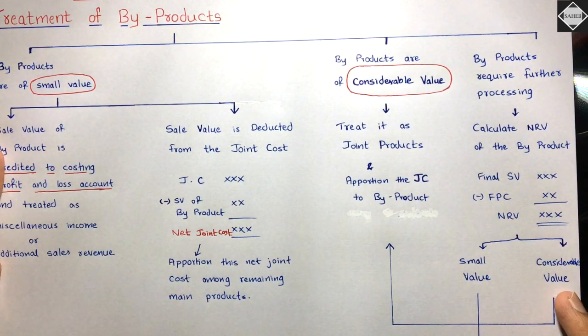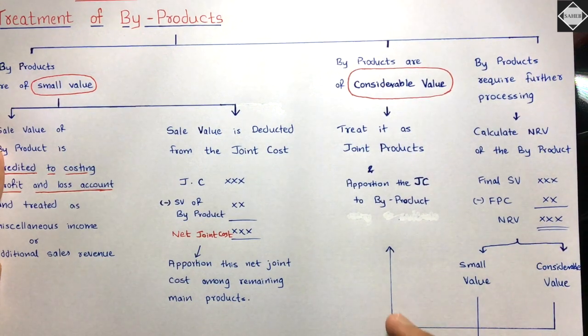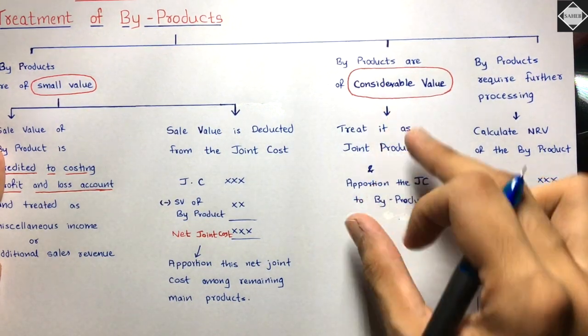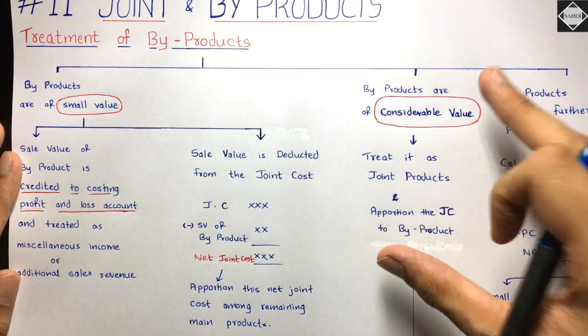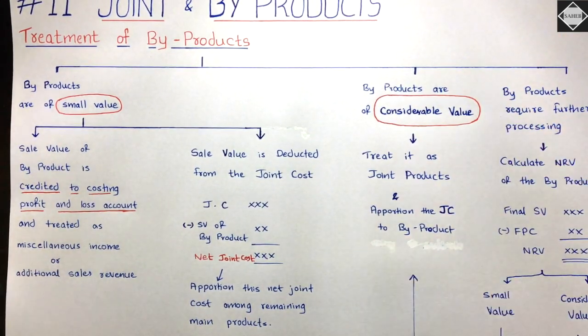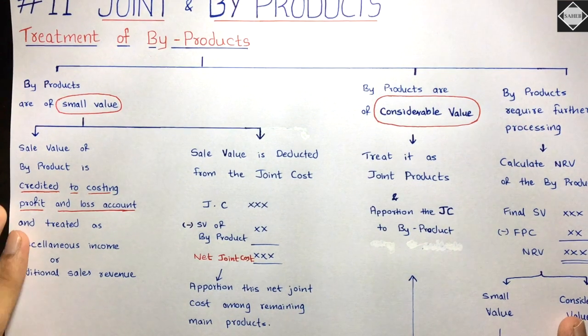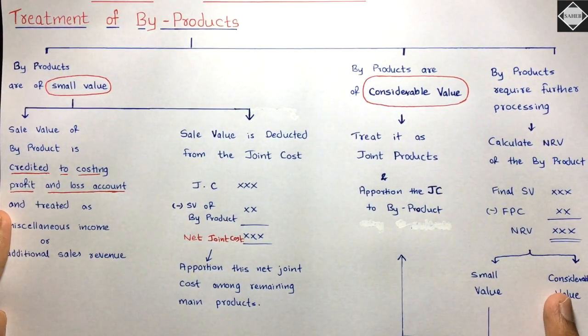Yeah, it will be mentioned, and you have to do this. Mostly this will happen, considerable value, and you have to do this. Okay, this is the best seller in exam. Mostly in the exam you will get this only. Byproducts are of considerable value. Is that clear? So you understood how you have to do the treatment of byproduct.